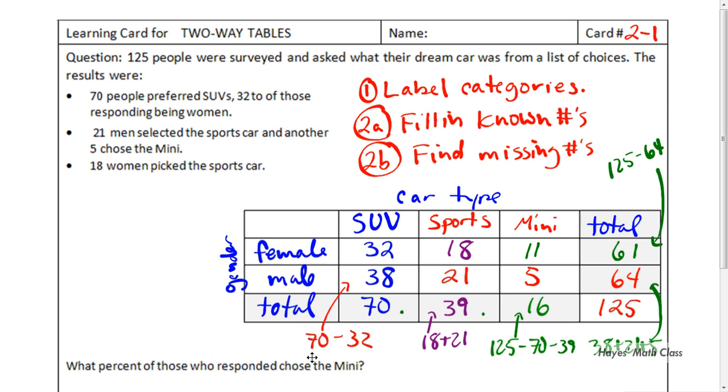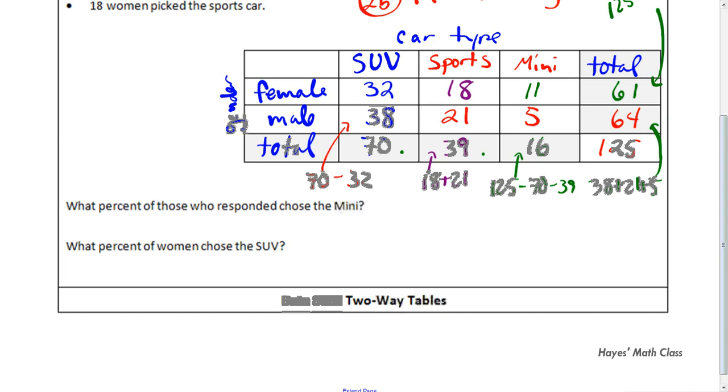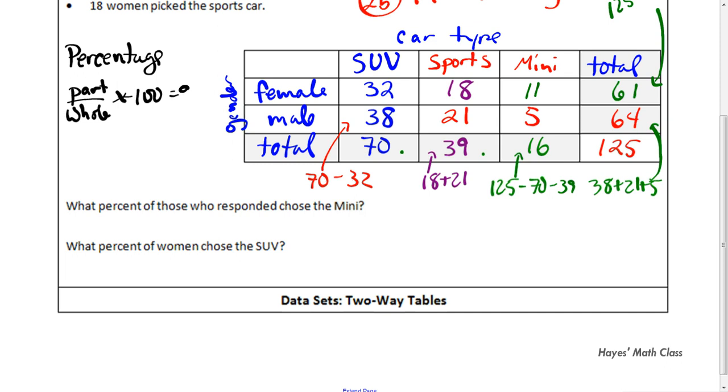Okay? And then there's always some questions that are asked that you get to answer down here. What percent of those responded chose the Mini? Now again, remember here, the thing to remember is that your percent, there's 100 cents per dollar. Cent is also 100 in French. So you're going to take part divided by whole. You're going to multiply that by 100, and that's going to equal your percentage.